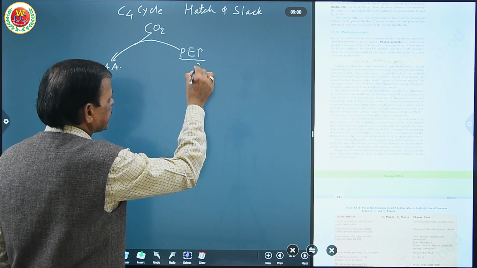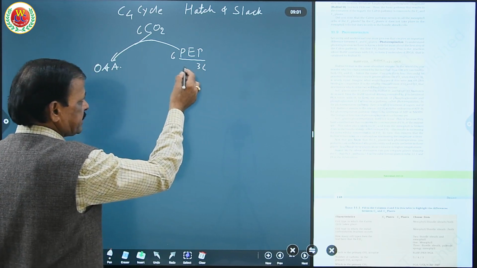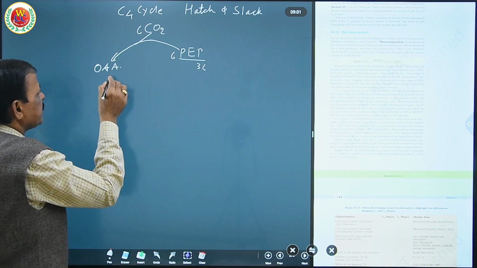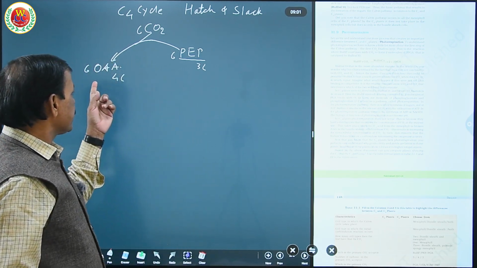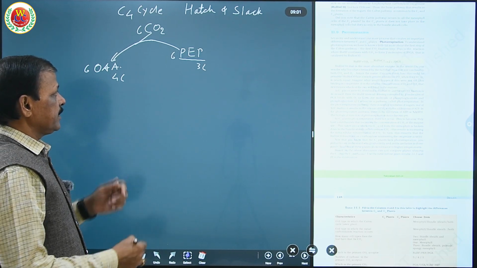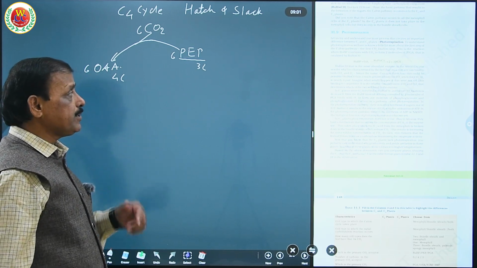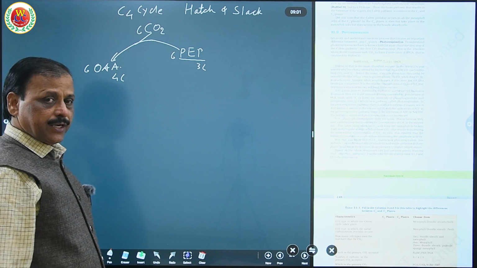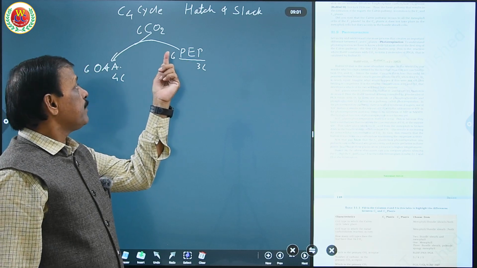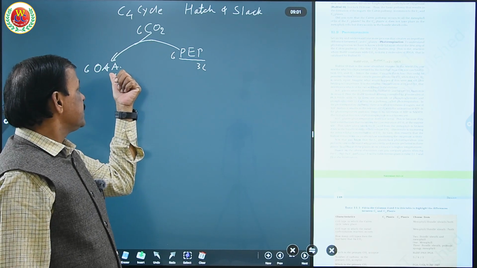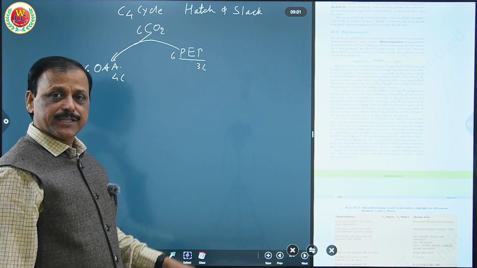Now here, this is a 3 carbon compound: 6 molecules of phosphoenol pyruvate combined with 6 CO2, 6 into 3, 18 plus 6, 24. Here 6 molecules of oxaloacetic acid, a 4 carbon compound, 6 into 4, 24 carbon. To understand, this is very important in NEET. So once again, how to define the C4 cycle? Cyclic regeneration of phosphoenol pyruvate to combine with atmospheric carbon dioxide and produce oxaloacetic acid is known as the Hatch and Slack C4 cycle.